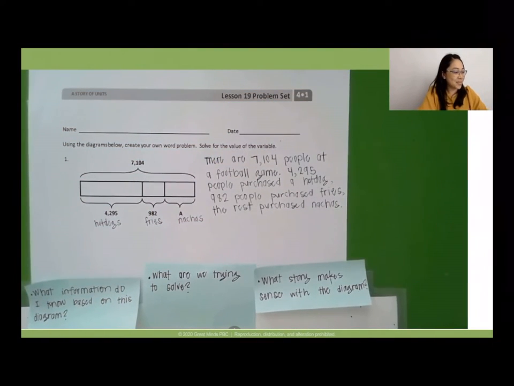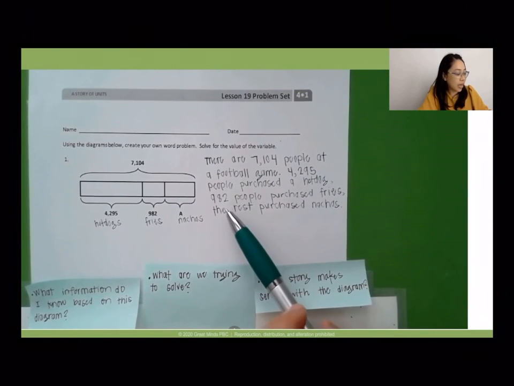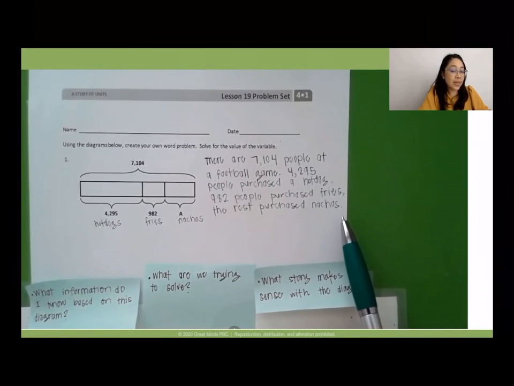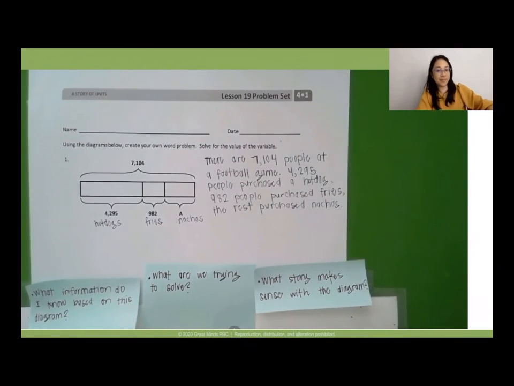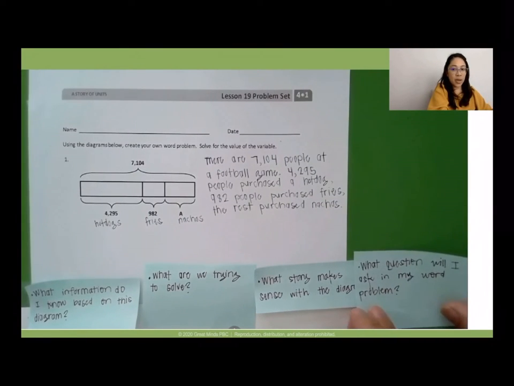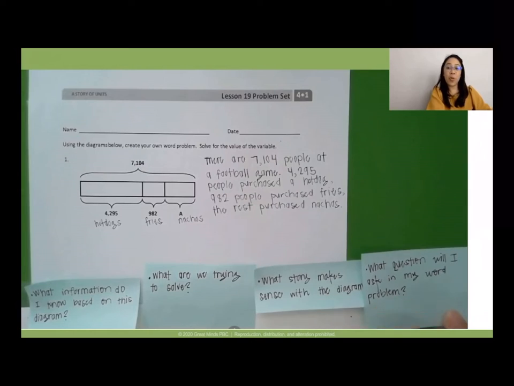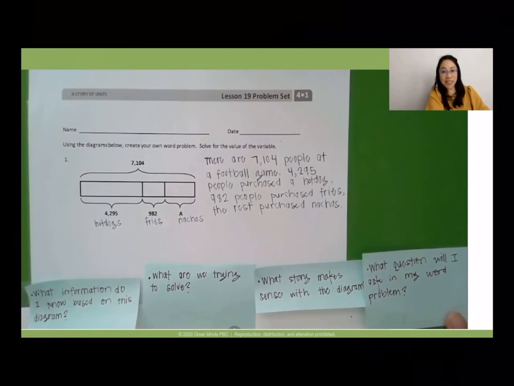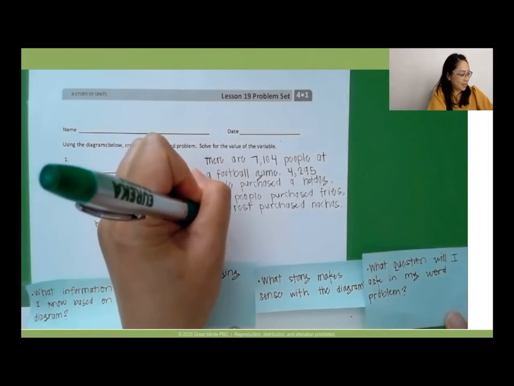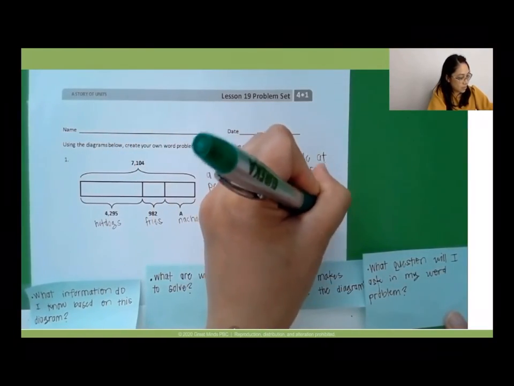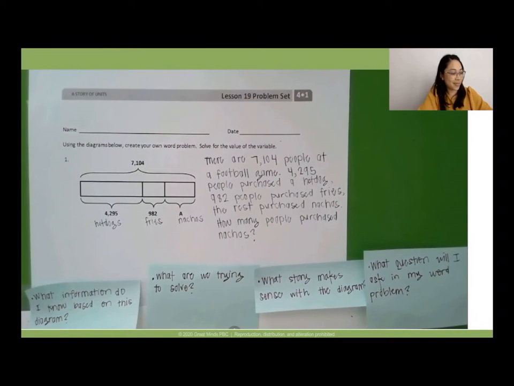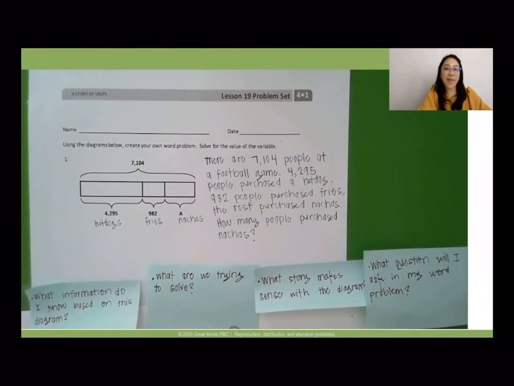Here's my second sentence. 4,295 people purchased a hot dog. 982 people purchased fries. The rest purchased nachos. Now, the question. What question will I ask in my word problem? I can ask, how many people purchased nachos? Look at that. We've come up with a word problem to go alongside our tape diagram.